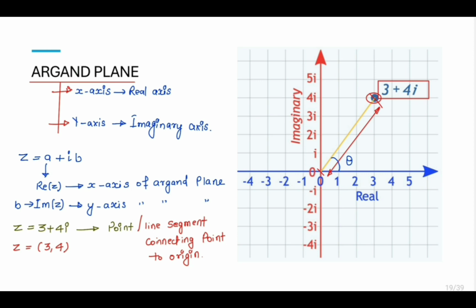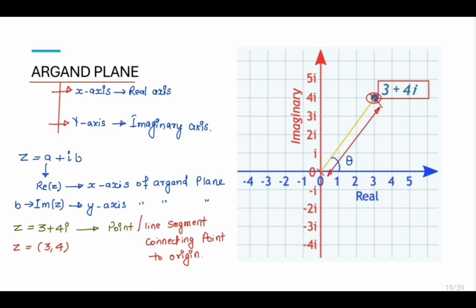So in some cases, the complex number follows vector properties as well. For example, a complex number follows the triangular law of vector addition as well as the parallelogram law of vector addition. So for that, first of all, we need to have a basic knowledge of vectors, that if we have two vectors a and b, what is the triangular law of vector addition and what is the parallelogram law of vector addition?